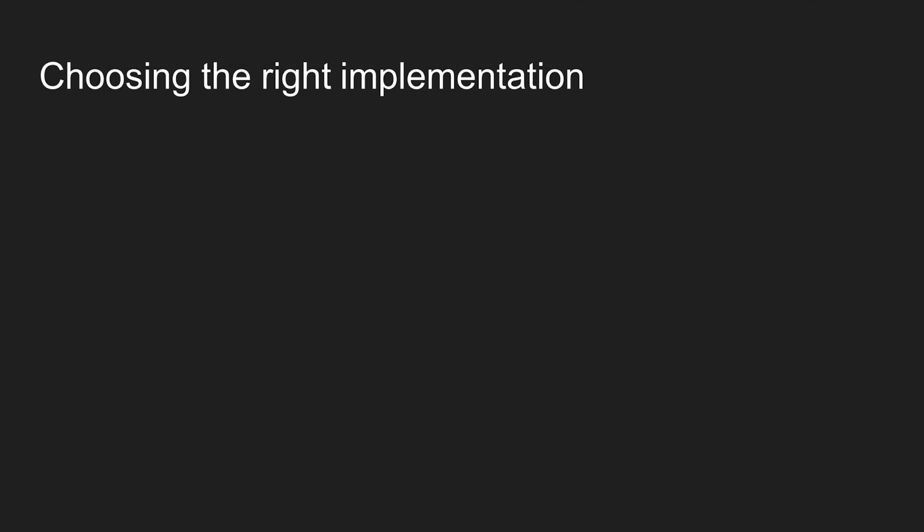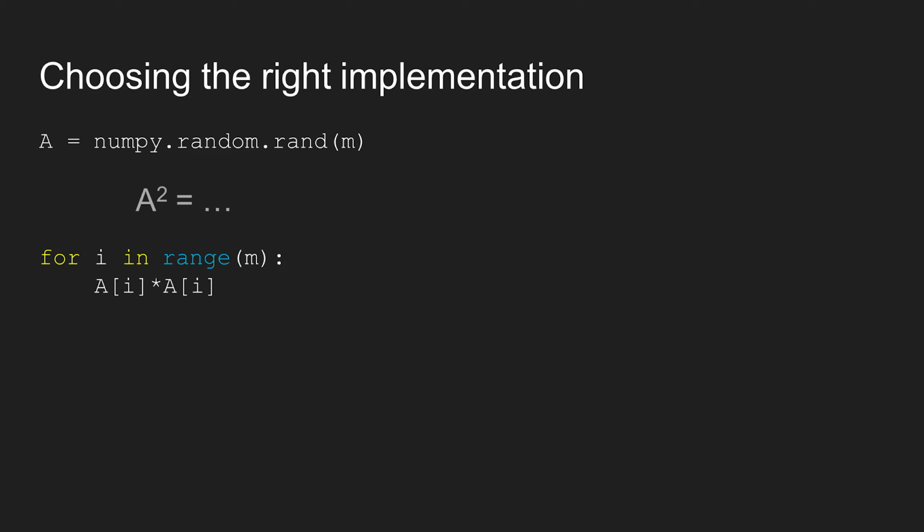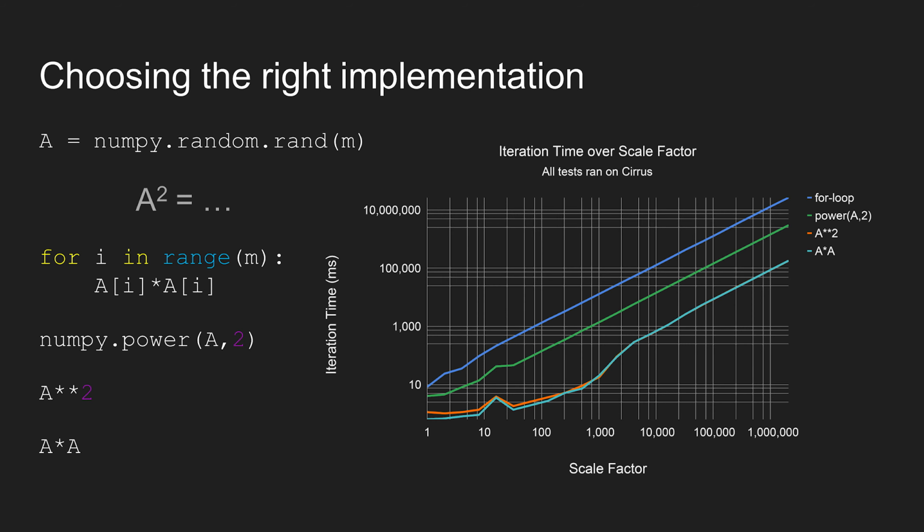For increasing the performance of a program, one does not always need to switch to parallel methods. One can start with simple things like choosing the right implementation of a function. The square of a matrix A can be computed in at least 4 different ways: a for loop, the NumPy power function, the Python power function, or a multiplication. In the graph, the execution times of those implementations for different sizes of A are compared. The simple multiplication may be up to 100 times faster.